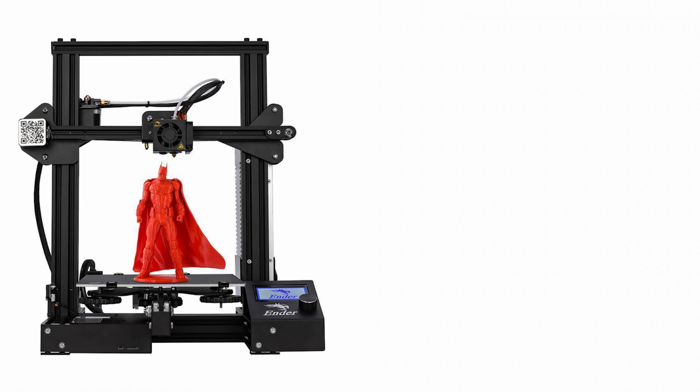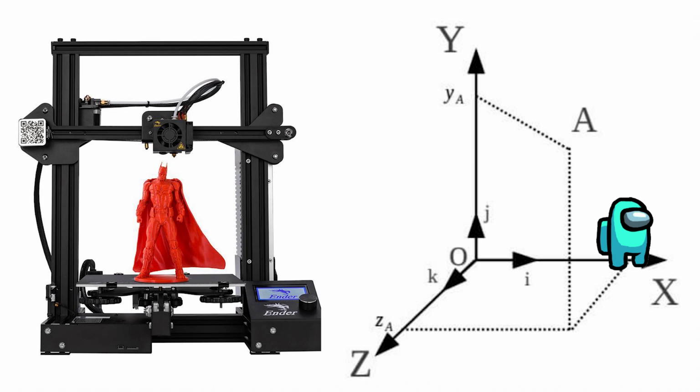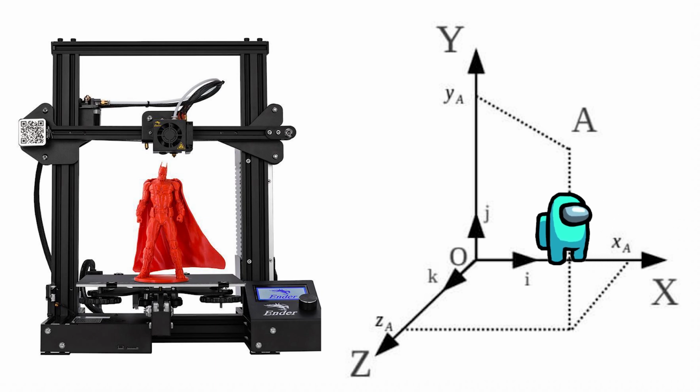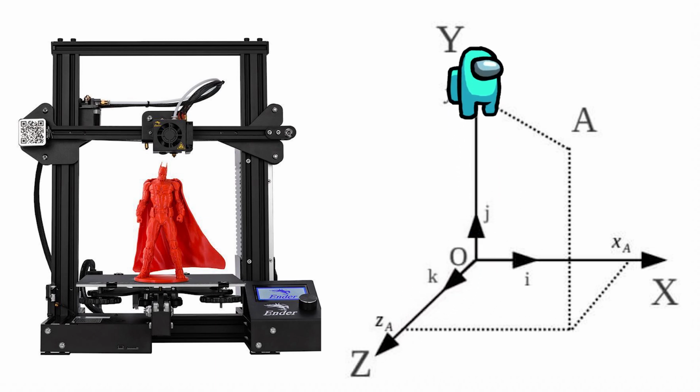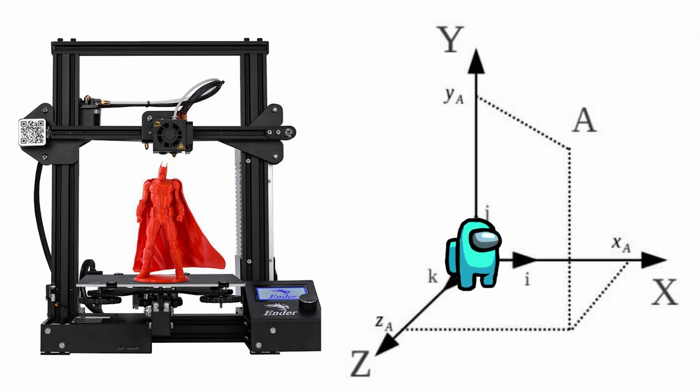What is a 3D printer? A 3D printer is a tool that allows you to construct a 3D model of anything you can imagine. This works by having the nozzle and the heat bed move along the x-axis, which is right and left, the z-axis, which is forward and backwards, and the y-axis, which is up and down.